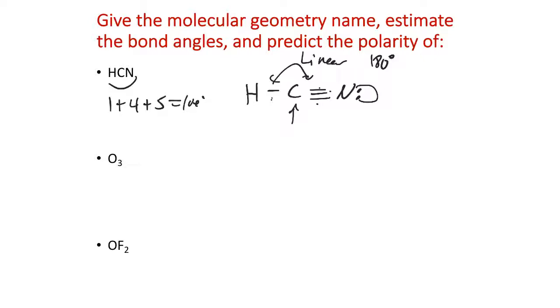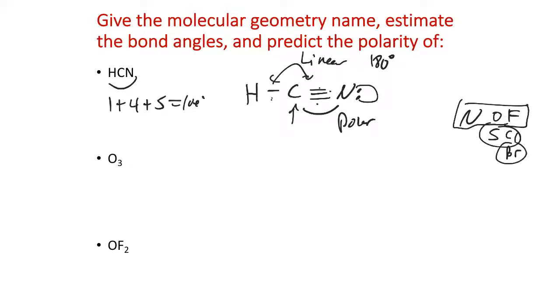Whenever we pick up this bond here, do we think the CN bond is polar or nonpolar? It's a polar bond. Remember, the way I tend to think of polarity is this way. If you have any of these atoms here, N, O, F, S, Cl, or Br, these are the most electronegative elements. So if you have anything other than the atom paired with itself in this group here, then it has to be a polar bond. So the CN bond is definitely polar.